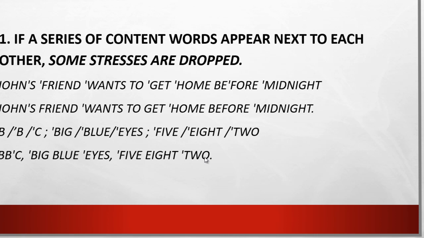For example, you have John's friend wants to get home before midnight. You see, a lot of stresses. But in order to be more rhythmical and to follow this rhythmical alternation, we're going to say that John's friend wants to get home before midnight. Or instead of BBC or Big Blue Eyes or 582, we're going to say BBC, Big Blue Eyes or 582. You see?